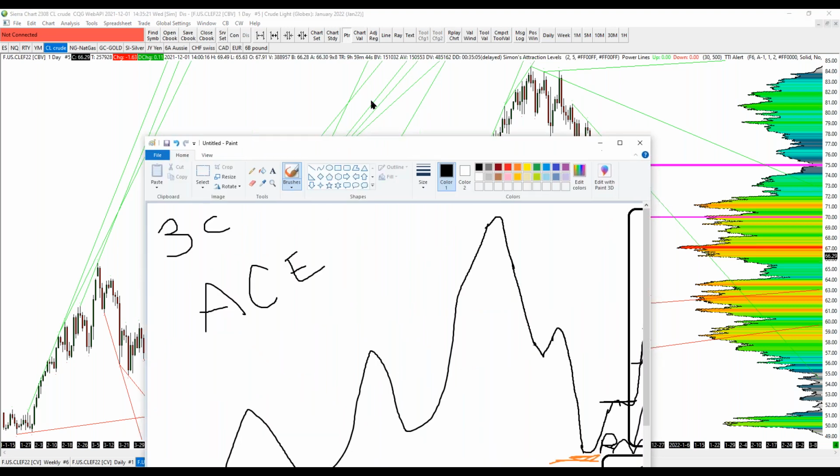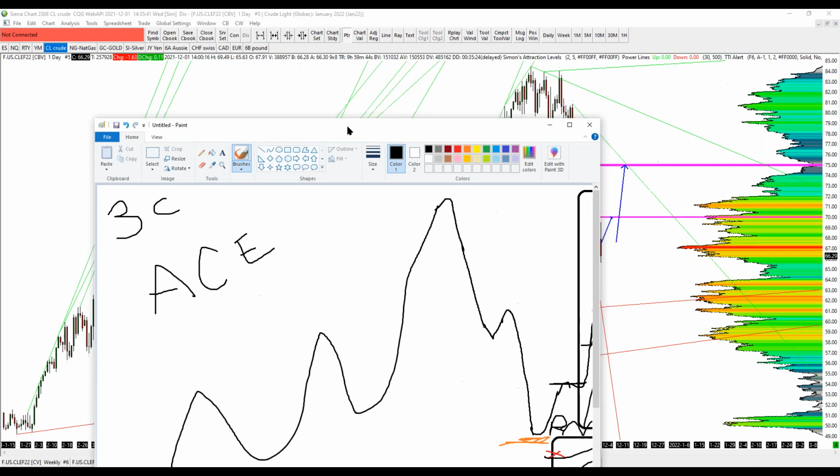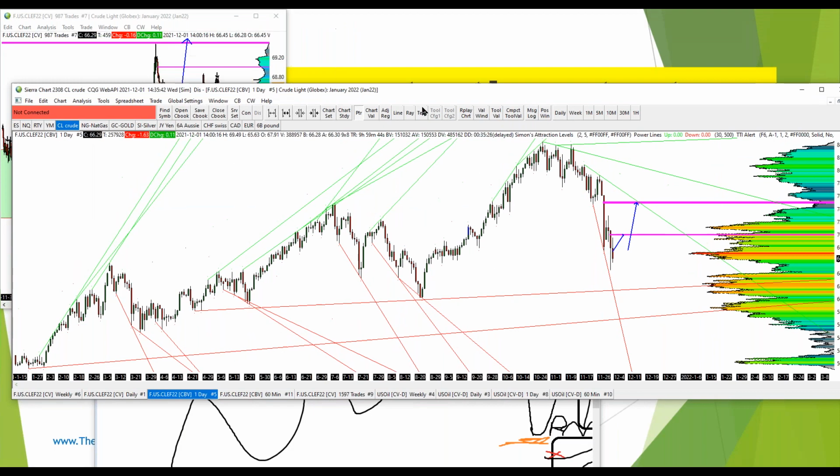So one thing is I don't chase, never chase. If I miss a trade, I'm not going to chase it. I'll have to wait for another reasonable entry before I take it or call it to the members. I never chase. If the market doesn't touch my entry level, I don't chase it.